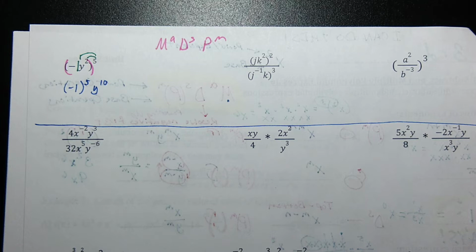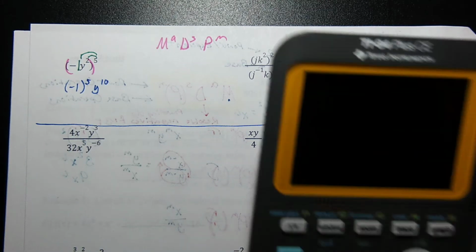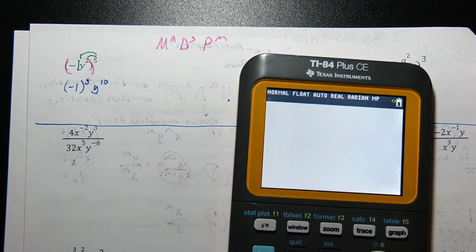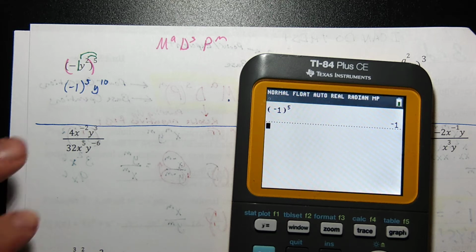Now, folks, what about that (-1) to the 5th? You can use your calculator if you want, so parentheses -1 to the 5th. But what might be kind of unnerving is we get a -1. Folks, why are we getting a negative instead of a positive? The exponent is odd instead of even. So normally if we had like (-1) squared, it would be a positive 1.